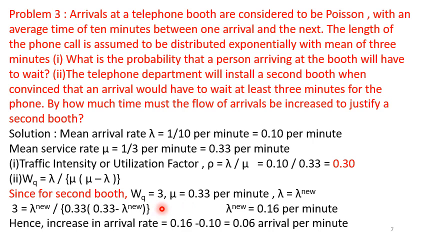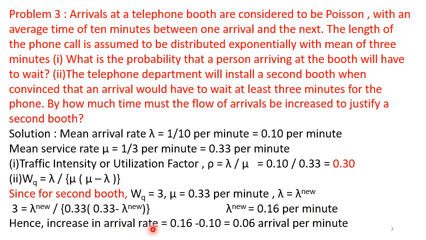Now this becomes a quadratic equation. Solve it as a quadratic equation: multiply all this out, rearrange it as an equation, and you get a solution. Lambda new can be solved mathematically as 0.16 per minute.